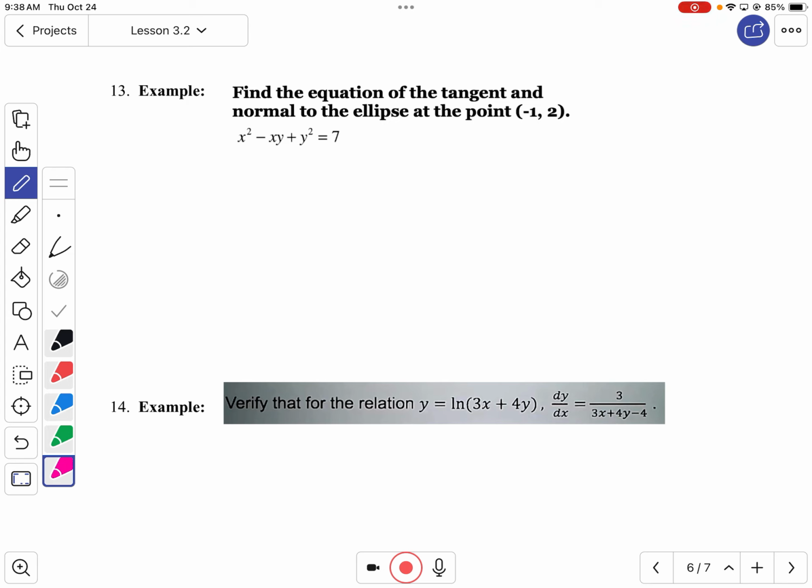Normal? It's just a negative reciprocal. I don't know why I'm complaining. All right, let's go. So we've got time to get through everything.